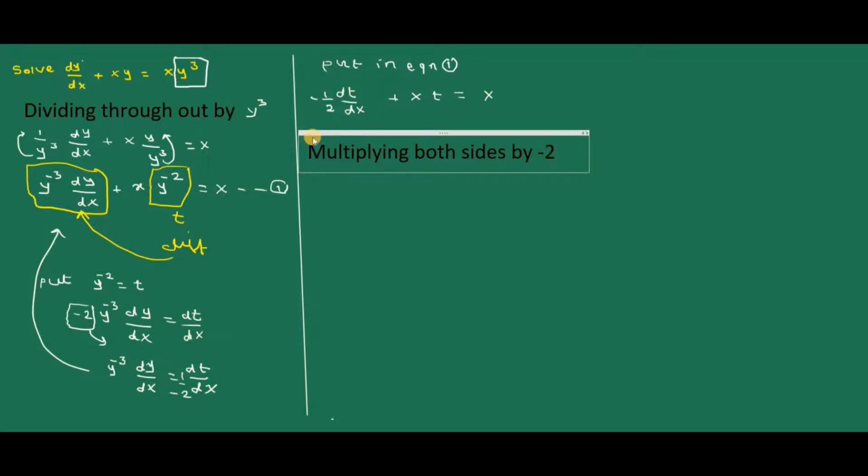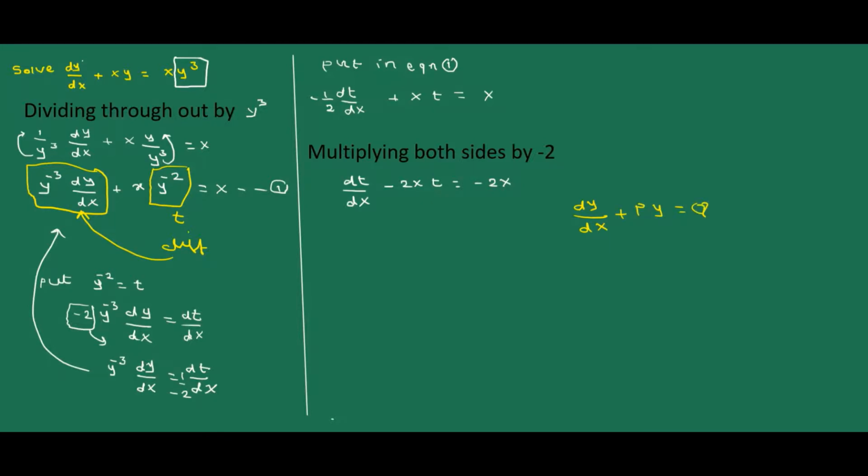If you multiply by minus 2, what do you get? We get dt divided by dx minus 2x into t is equal to minus 2x, and this is in the form of dy by dx plus py is equal to q, where the p value is equal to minus 2x, the q value is equal to minus 2x, and the y value is equal to t.